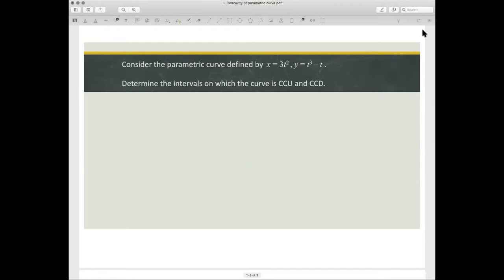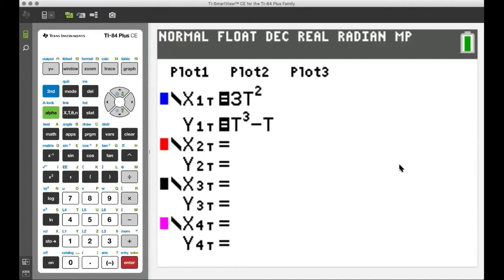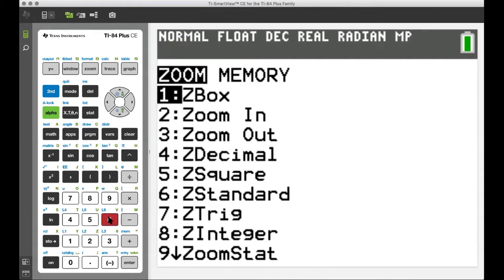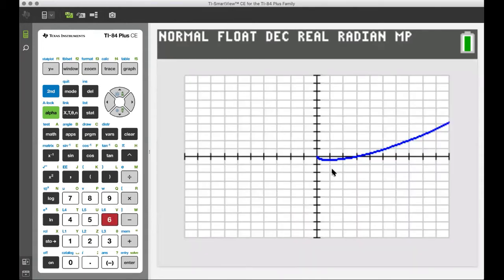So we can graph this on our graphing calculator just to get an idea of what we're looking at. So let's go do that. I already have these set up in my graphing calculator in parametric mode. 3t squared is our x1t, and t cubed minus t is our y1t. So we could just do zoom 6 to graph it to start with, and you'll see you get this.